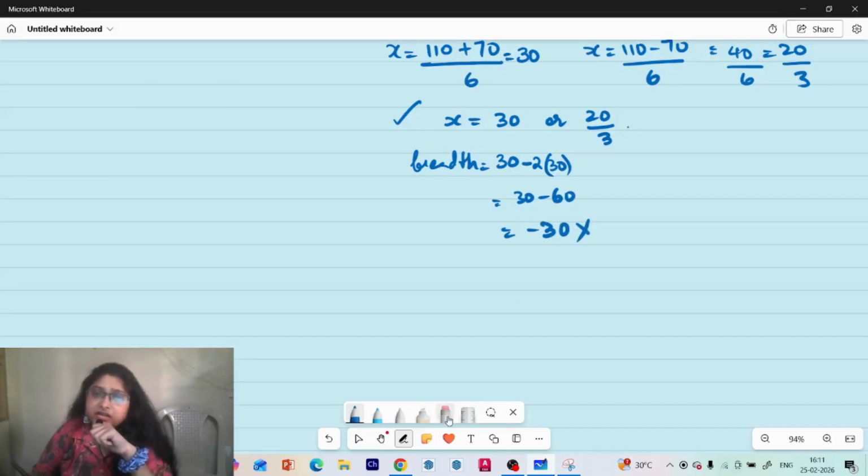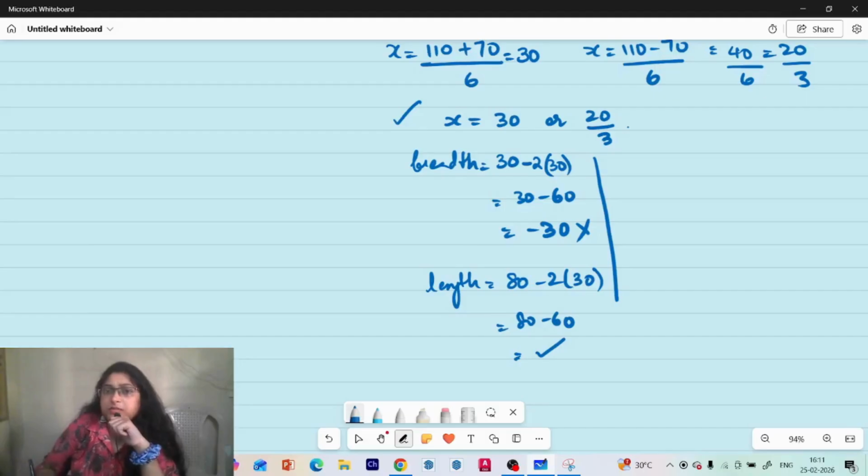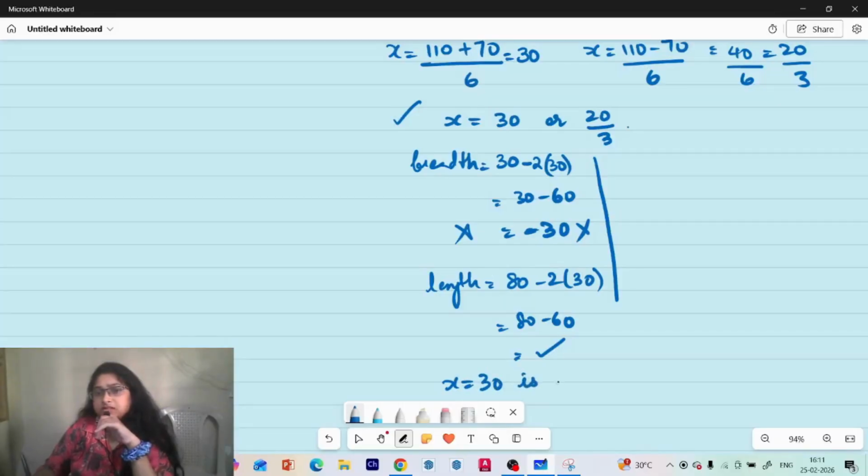Have you seen distance being negative? It can't be negative. Similarly, length is 80 minus 2x with x equal to 30, so 80 minus 60. Although length is possible, breadth is not, since we got minus 30 units. So x is equal to 30 is ruled out, because on taking x equal to 30 we got the breadth negative. The only case left is x is equal to 20 by 3 centimeters.